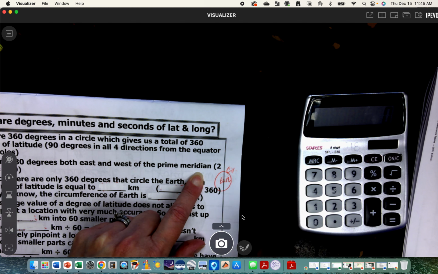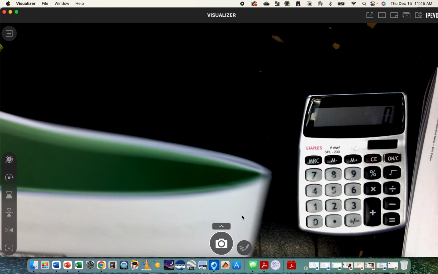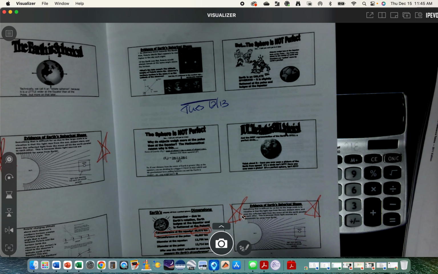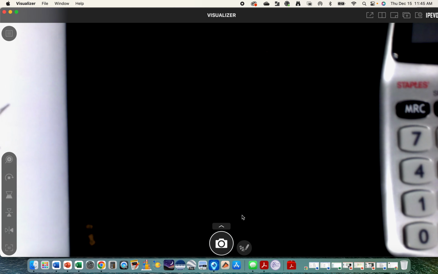We need to know the circumference because we need to break that circumference into 360 chunks. And where we're going to find that is back here on page 3 of our notes pack. Here is the circumference of the Earth at the equator. This is the number that we're going to use, 40,075. Okay, so we're going to take that number, go back to that page.